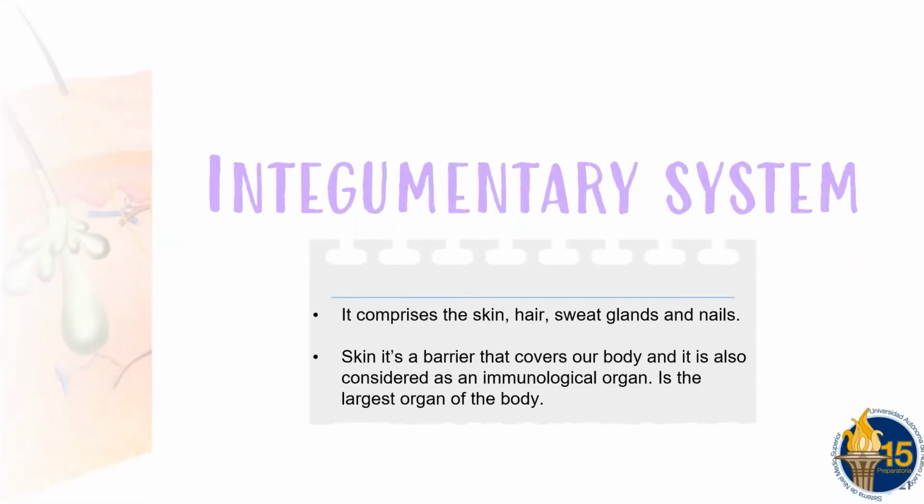Now we are going to talk about the integumentary system, which is also related with the other system that we saw before. The integumentary system comprises skin, hair, sweat glands, and nails. The skin is a barrier that covers our body. It is considered an immunological organ and is also the largest organ in the body. It has approximately an area of 2 square meters and weighs between 3 and 4 kilograms.